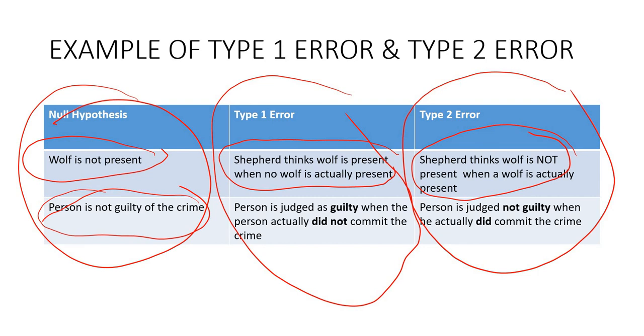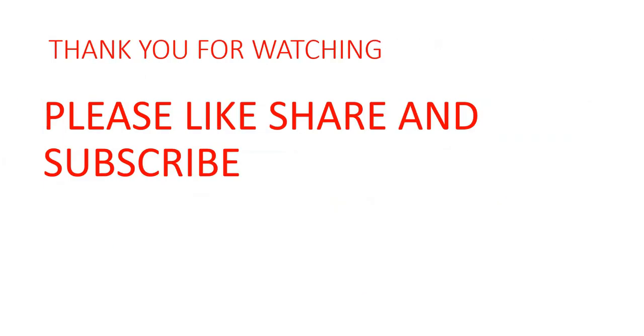But what is a type 1 error? Person is judged as guilty when the person actually did not commit the crime. Then it is a type 1 error. And what is type 2 error? Person is judged not guilty when he actually did commit the crime. That is a type 2 error. These are all good examples. From this you can understand what is null hypothesis, what is type 1 error, and what is type 2 error. Really good examples. Okay, that's sort of type 1 error and type 2 error and hypothesis testing, alternative hypothesis testing, all we discussed.